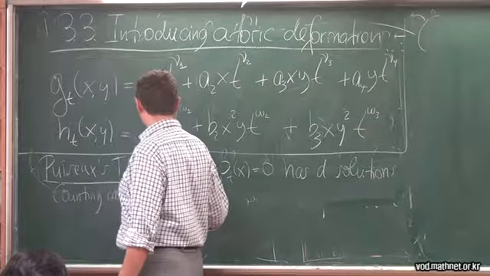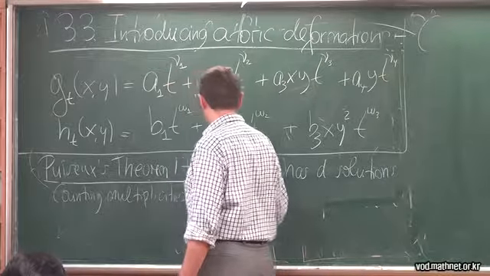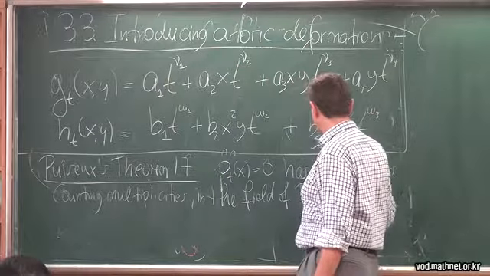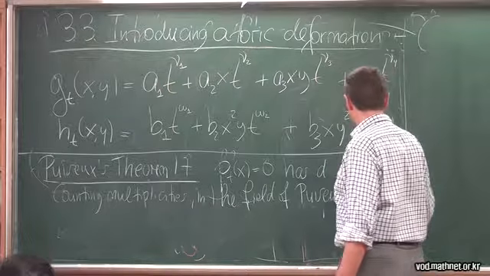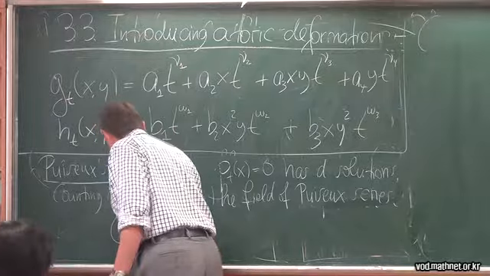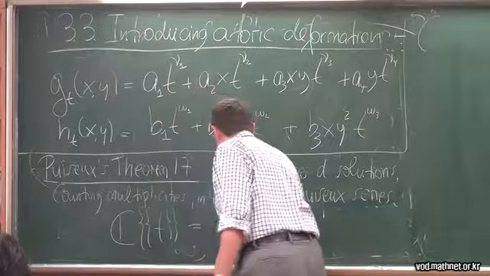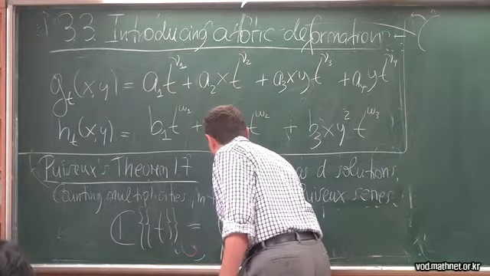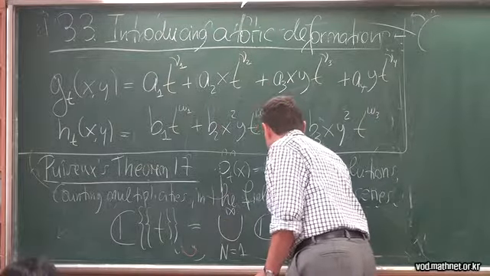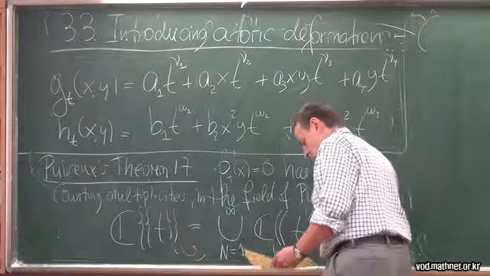In the appropriate field. Multiplicities in the field of Puiseux series. And that's the field C of t, which is the union over all positive integers N of C double brackets t to the 1 over N.